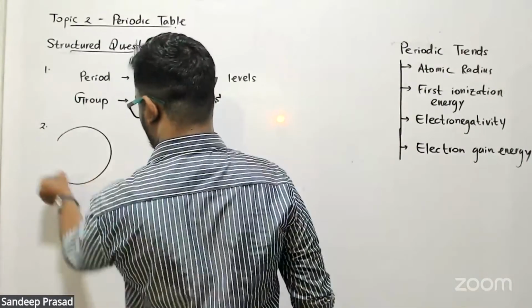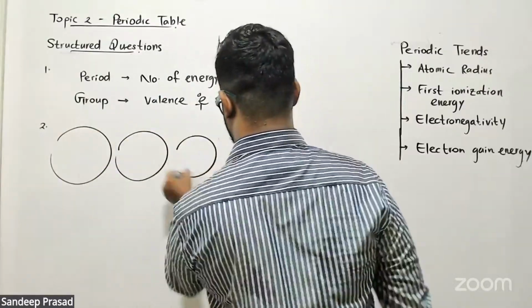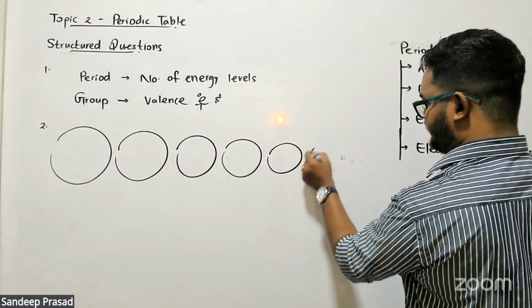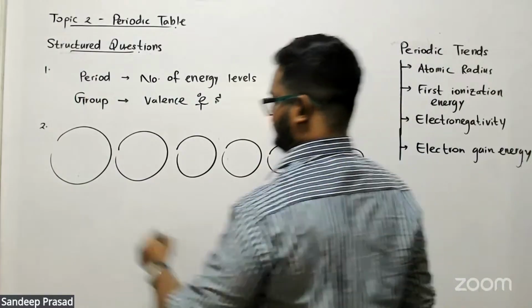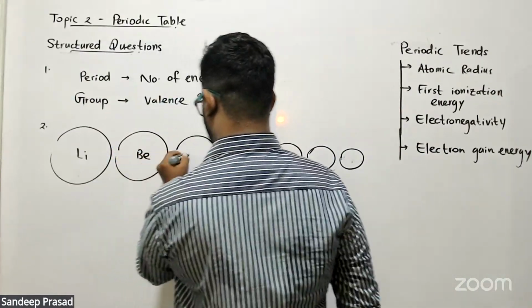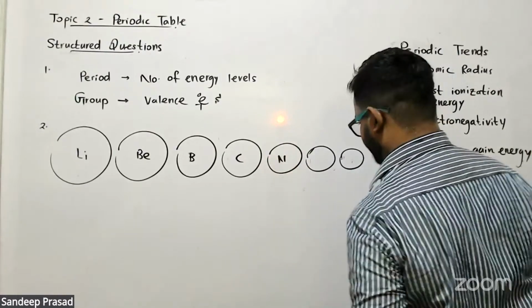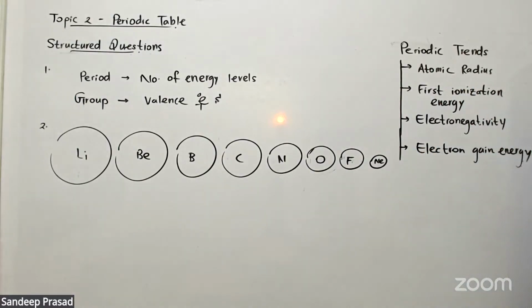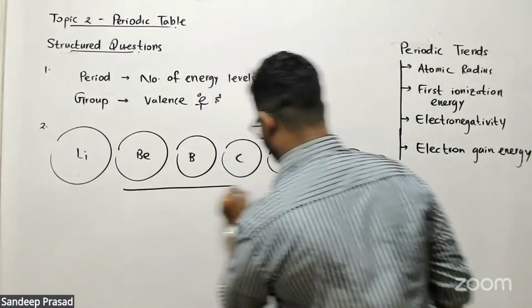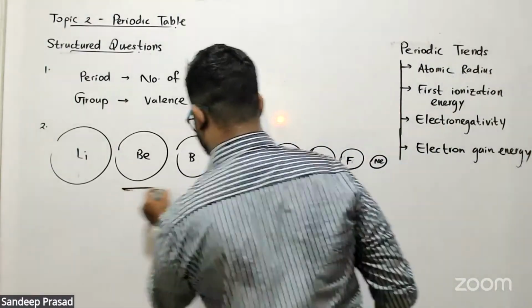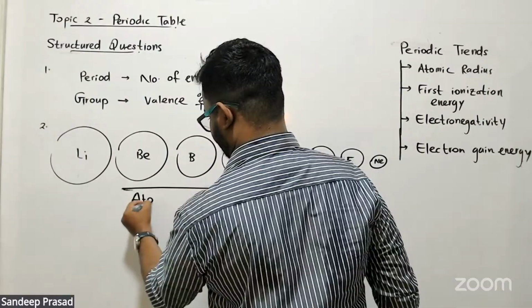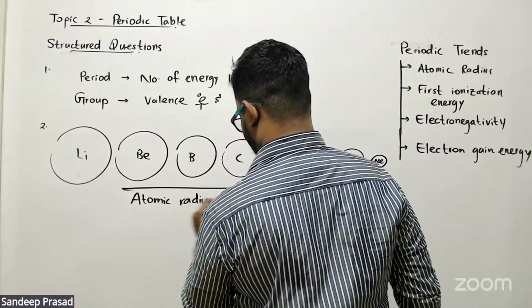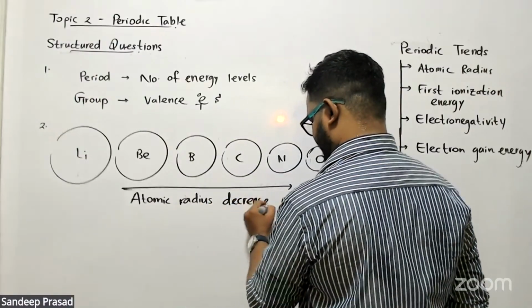Remember, students, atomic radius is decreasing along a period like this. Look at this, this is the variation of the atomic radius: lithium, beryllium, boron, carbon, nitrogen, oxygen, fluorine, neon. Understood? So across a period, from left to right, atomic radius decreases, in this direction.